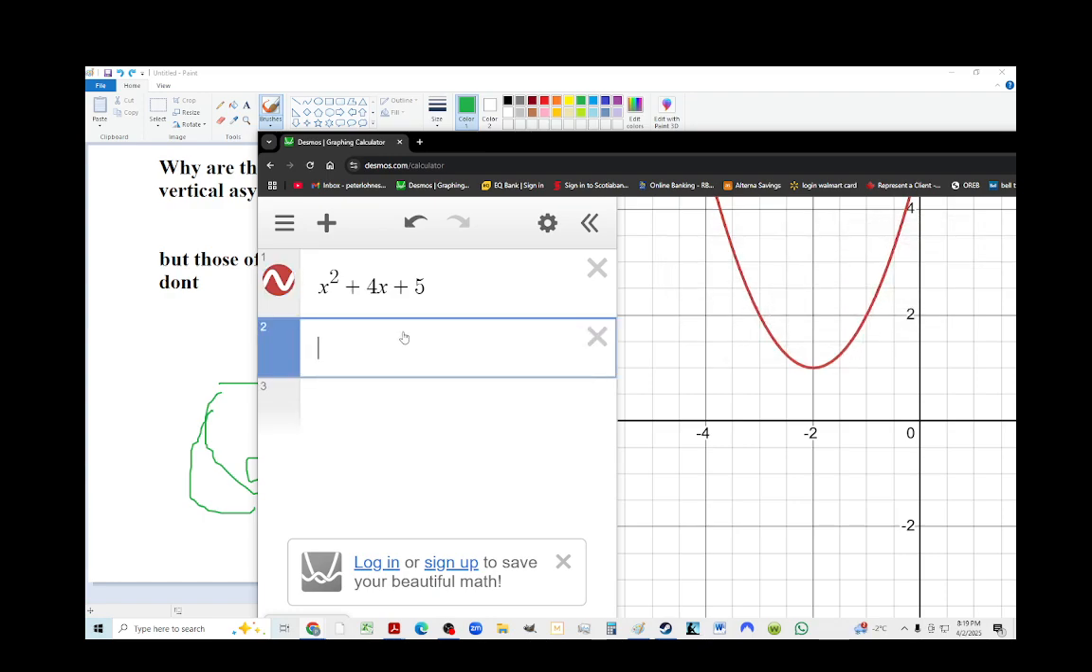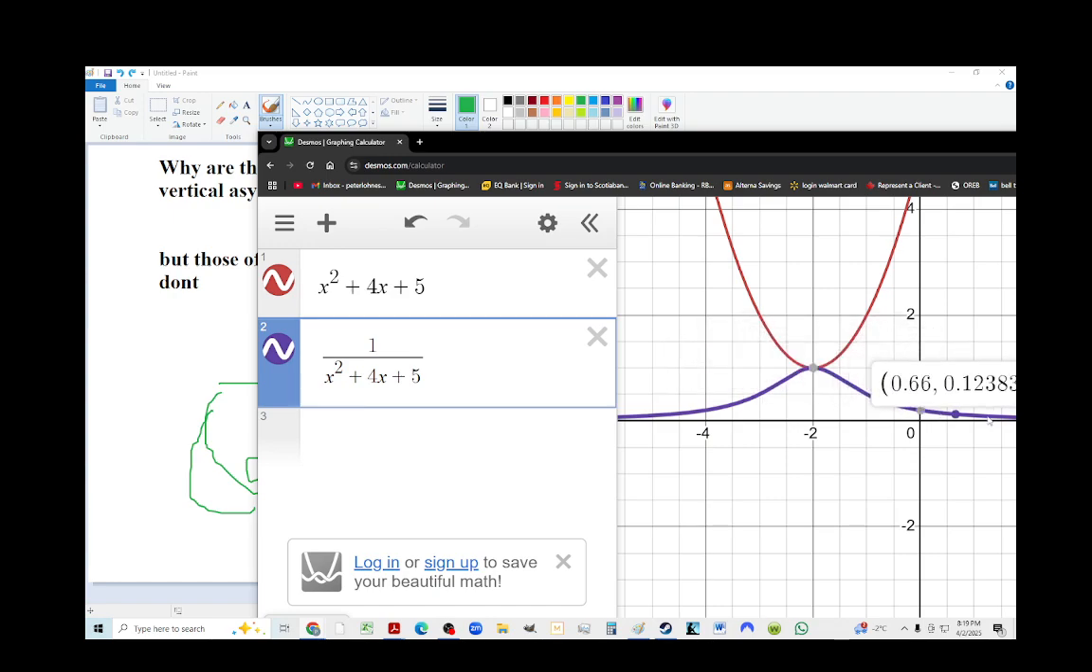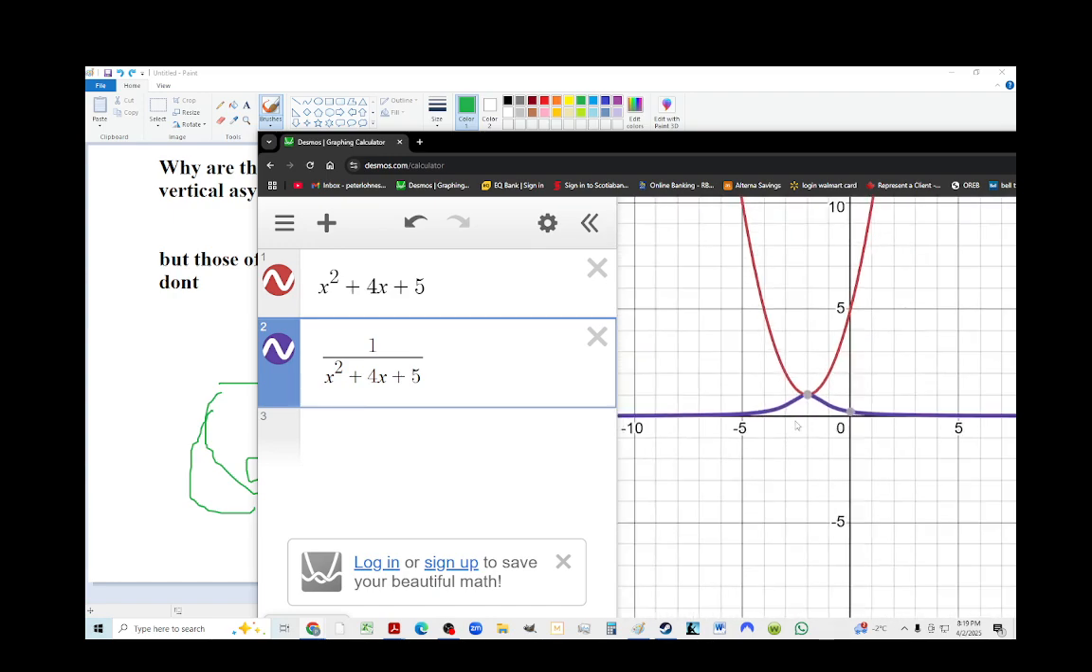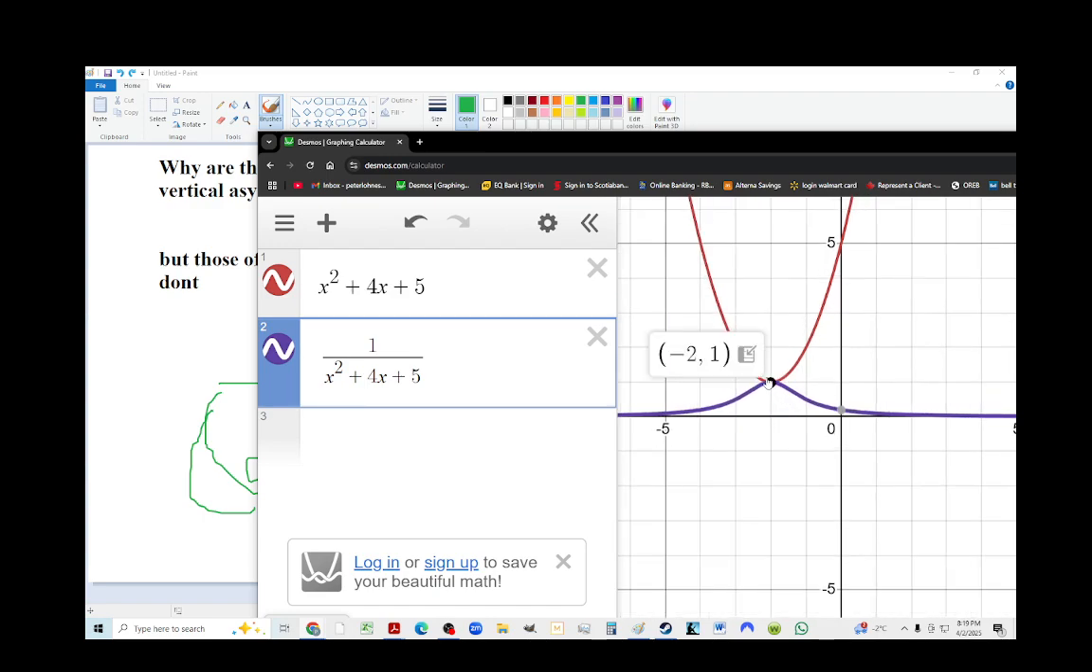That means if I take 1 over it, the bottom denominator will only come out as positive values, which means 1 over a positive value will always be a positive value. Thus, I will have a purple graph like that. And notice the connection point is the vertex.